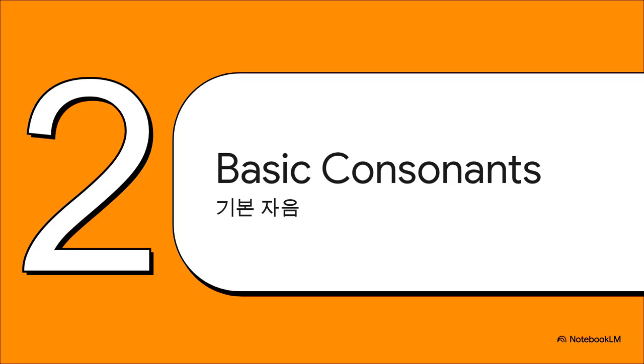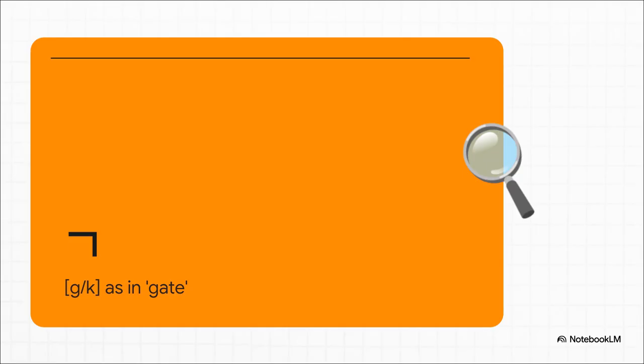All right, now that we have our vowel sounds, we need some consonants to go with them. Think of these as the other half of our building blocks. Let's check them out. Our first consonant looks like this. It makes a soft G sound, like the G in gate. Listen. G. G. Let's try it together. G. G.